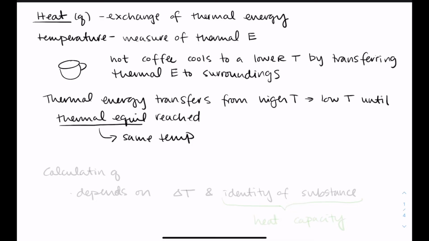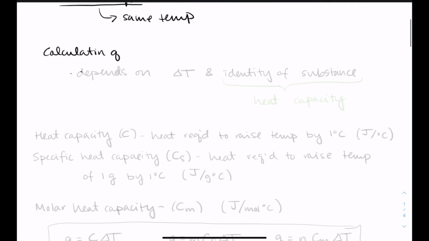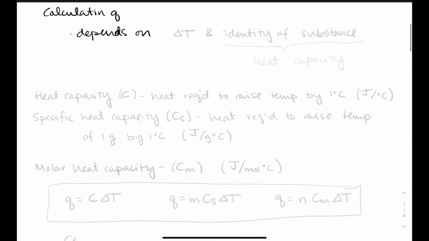To calculate heat, this depends on the change in temperature, and it depends on the identity of the substance. So delta T, that's to be expected. This thermal energy transfer, we're measuring it with temperature. It goes from high temperature to low temperature, but the identity of the substance, we have to find a way to factor in.